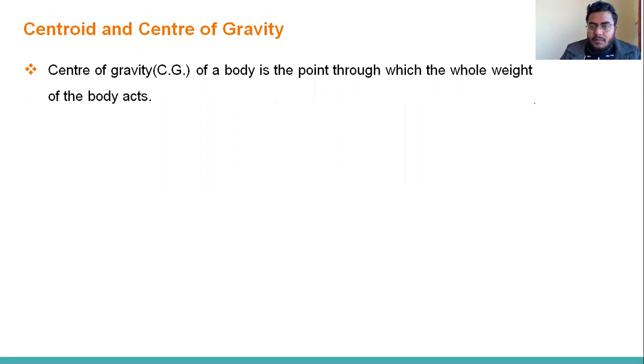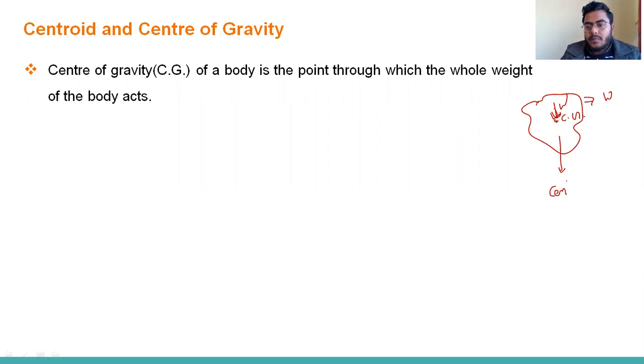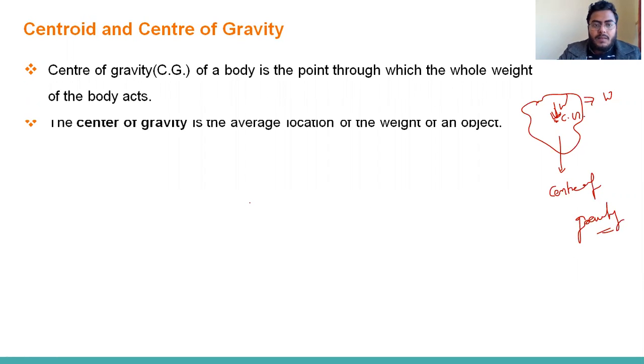For example, suppose this is one of the body, total weight is W, and here suppose this is a CG. So the whole weight, we will assume that the whole weight is acting here at this point. So this is called center of gravity. The center of gravity is the average location of the weight of an object.